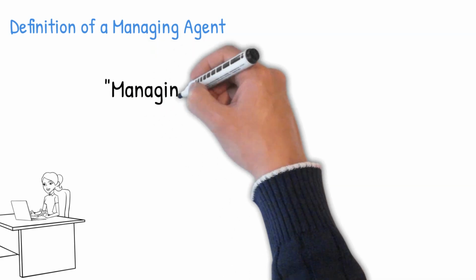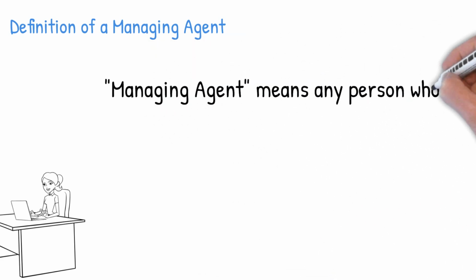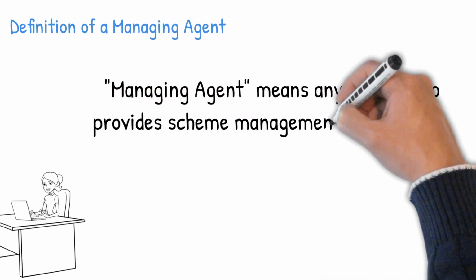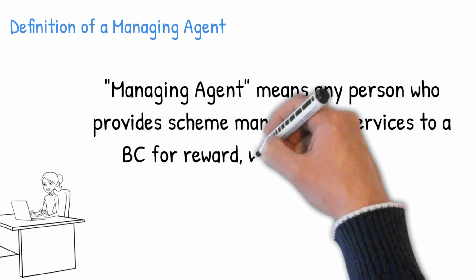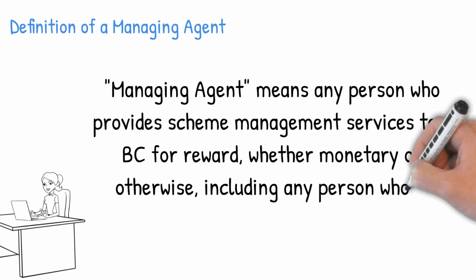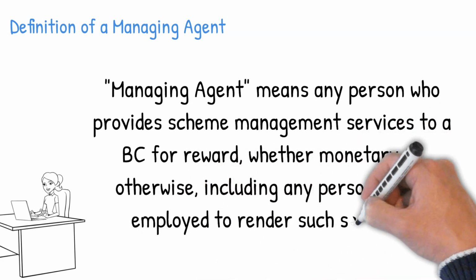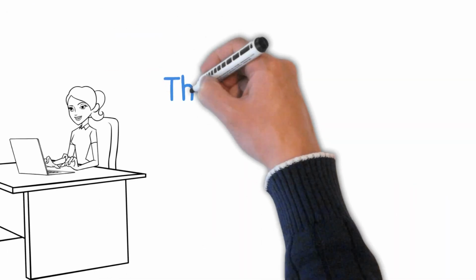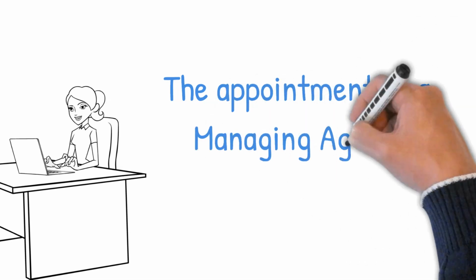According to the Sectional Title Scheme Management Act of 2016, a managing agent means any person who provides scheme management services to a body corporate for reward, whether monetary or otherwise, including any person who is employed to render such services. So how is a managing agent appointed?